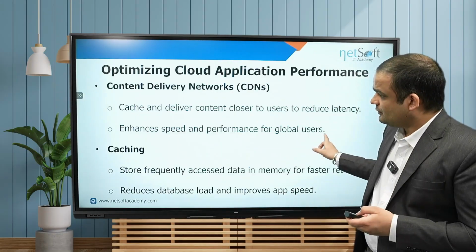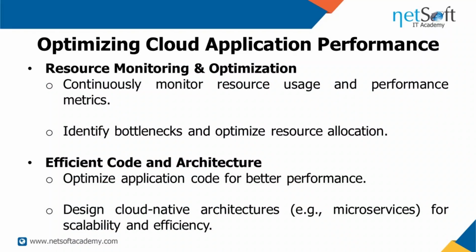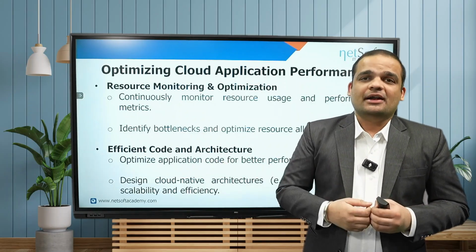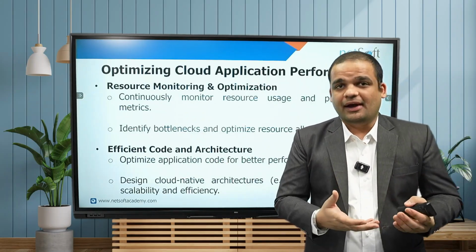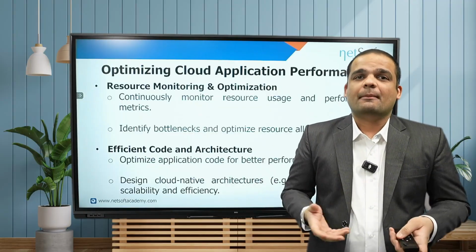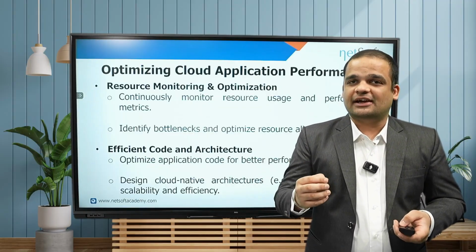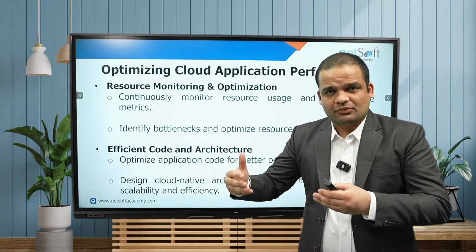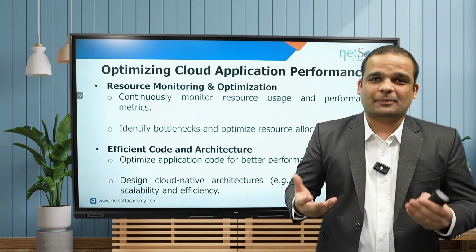Now, resource monitoring and optimization. Continuously monitoring resource usage and performance metrics allows your organization to identify the bottlenecks and optimize the resource allocation in the future. Tools like Azure Monitor and AWS CloudWatch provide real-time insight into system performance, enabling sometimes reactive, but mostly proactive optimization.